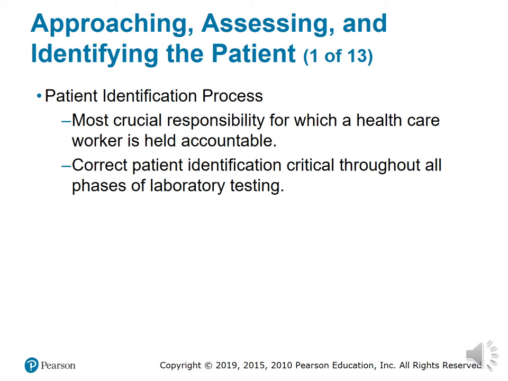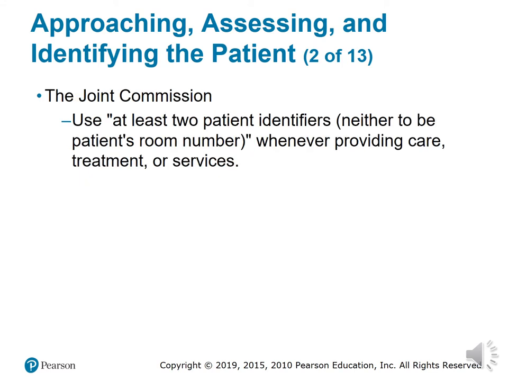Patient identification process. Most crucial responsibility for which a healthcare worker is held accountable. Correct patient identification is critical throughout all phases of laboratory testing. The Joint Commission suggests the use of at least two patient identifiers, neither to be the patient's room number, when they're providing care, treatment, or service. I always want to make sure that we have two forms of identification, a two-step verification process. Always.